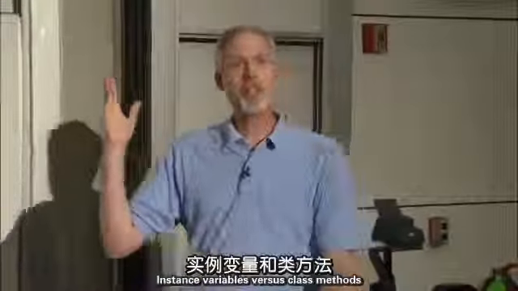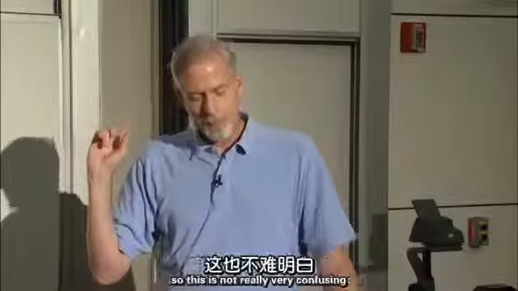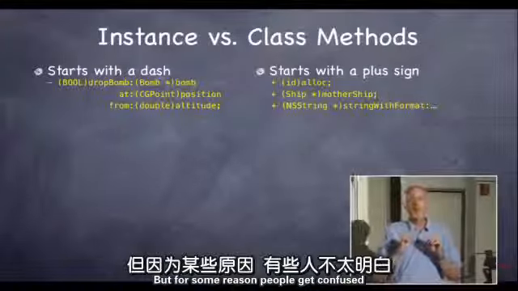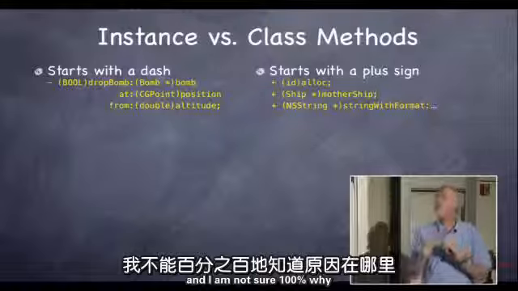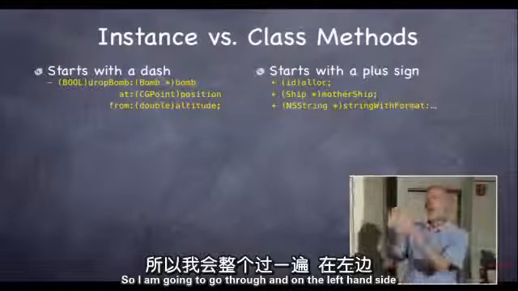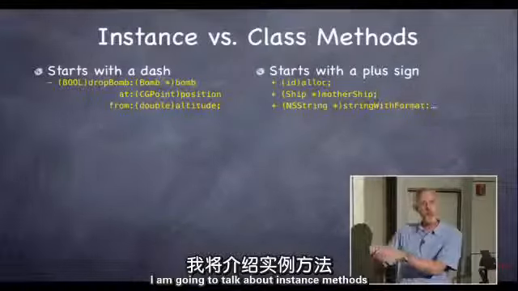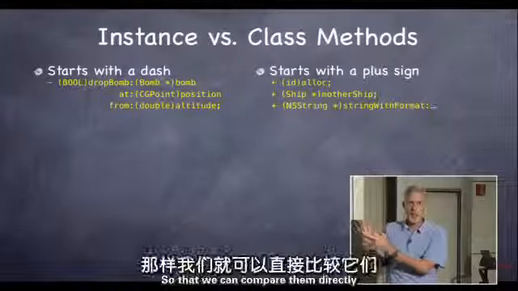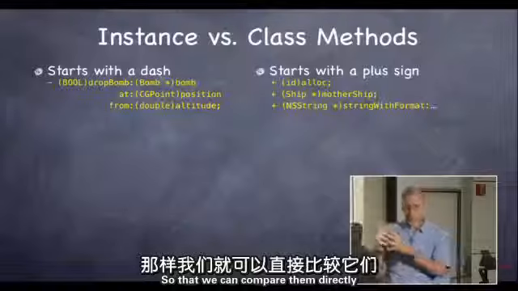All right? Simple. Now, instance methods versus class methods. This is not really very confusing, but for some reason people get confused, and I'm not sure 100% why. So I'm going to go through it, and on the left-hand side I'm going to talk about instance methods, and on the right-hand side I'm going to talk about class methods, so that we can compare them directly.